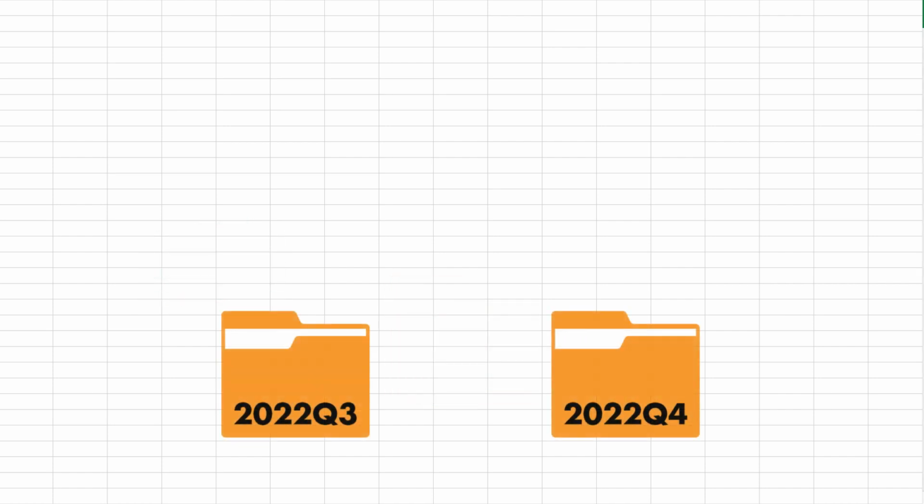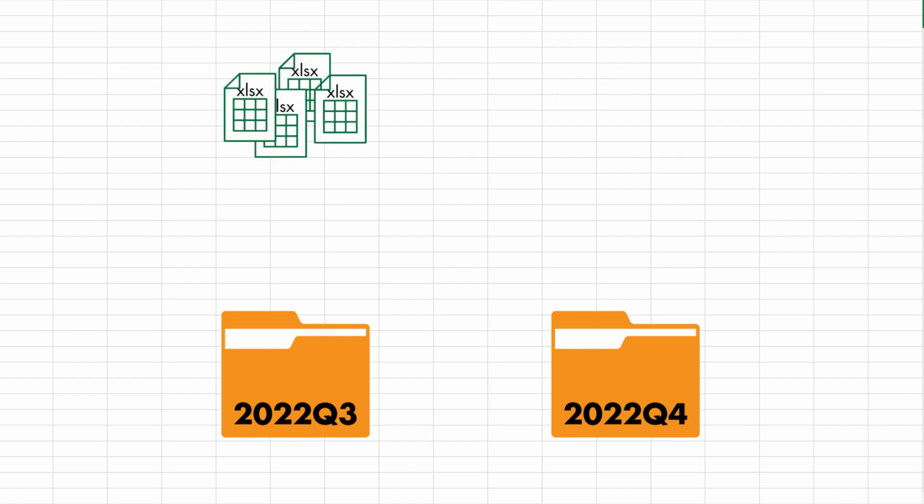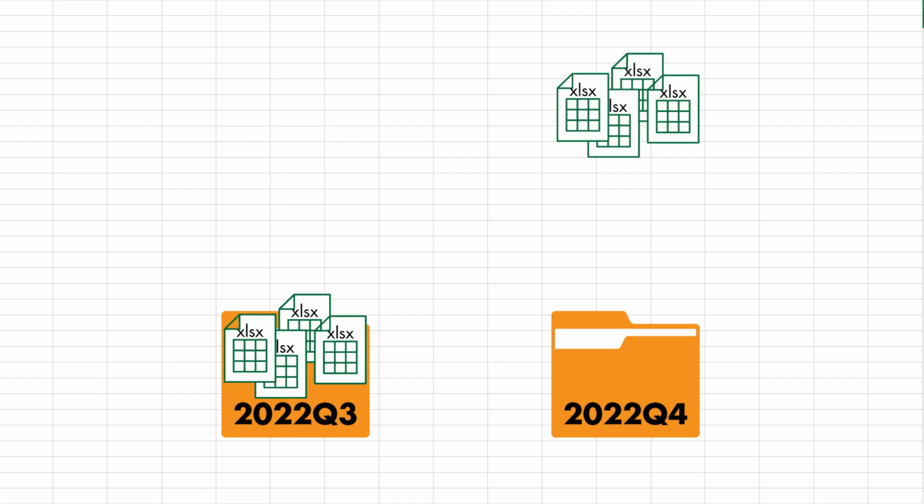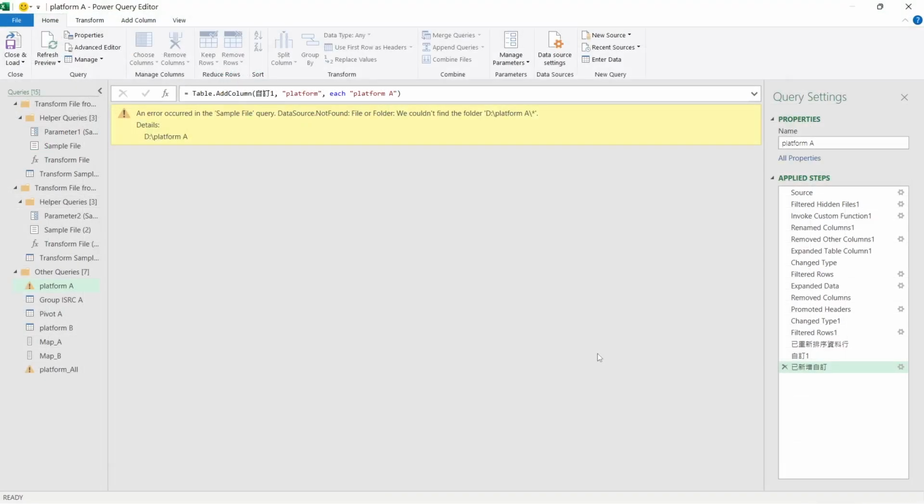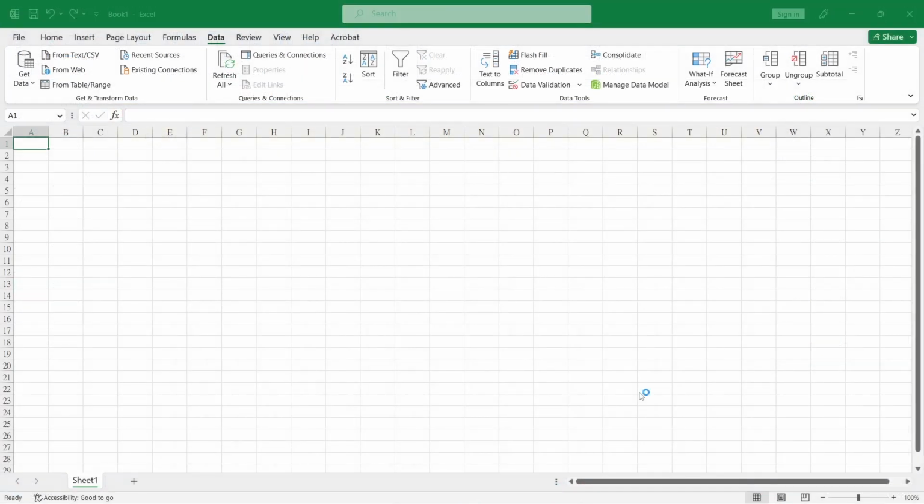If the data files are placed in different folders, for example, 2022 Q3, 2022 Q4, or when opening the file, an error message appears that it cannot find the folder. So how to modify the settings?